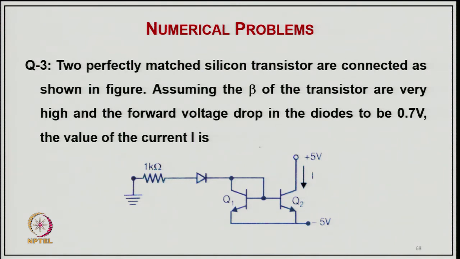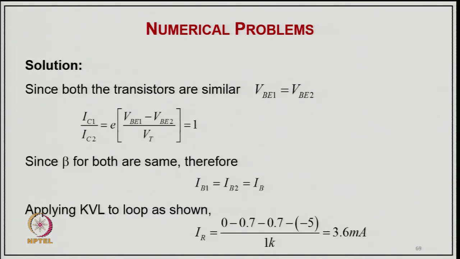assuming the beta of the transistors is very high and the forward bias voltage drop of the diode is 0.7, the value of current I is what in this case? So, you have a 1 kilo ohm with the diode and 5 volt, and minus 5 volt is the bias on the other side. So, we can say since both the transistors are similar, VB1 equal to VB2. So, IC1 will be IC2 e to the power VB1 minus VB2 divided by VT, that is equal to 1. So, beta for both is the same.